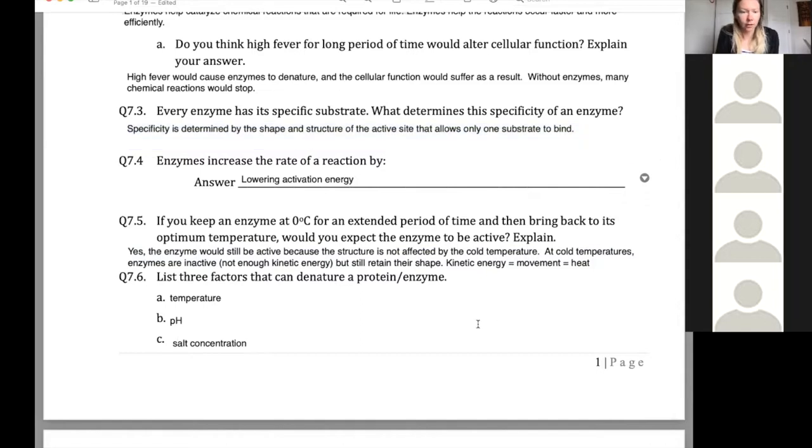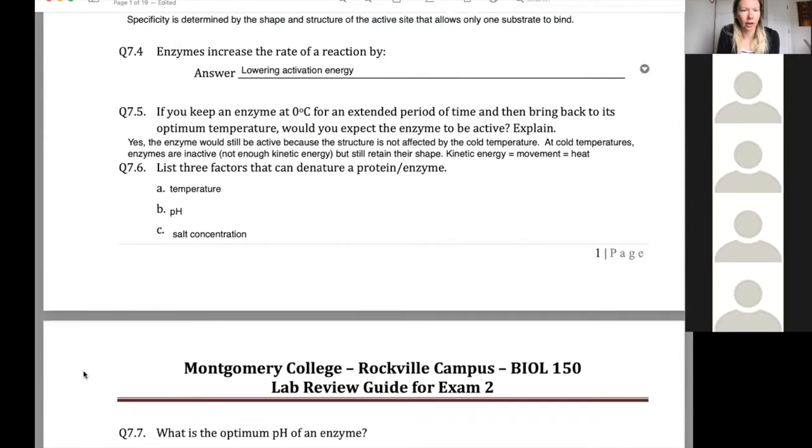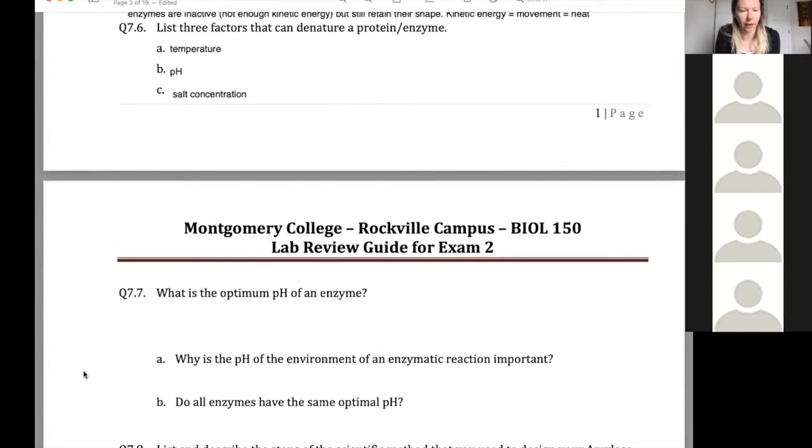Okay, so let's move on to the next page. I'll keep that last answer visible for right now. How would we define the optimum pH of an enzyme? It would be the pH at which the enzyme has the highest activity. Excellent. Yeah, the pH at which the enzyme has the highest activity. The optimum pH can be different depending on the enzyme, but at whatever pH they have the most activity, so the most product formation, that is going to be your optimum pH.